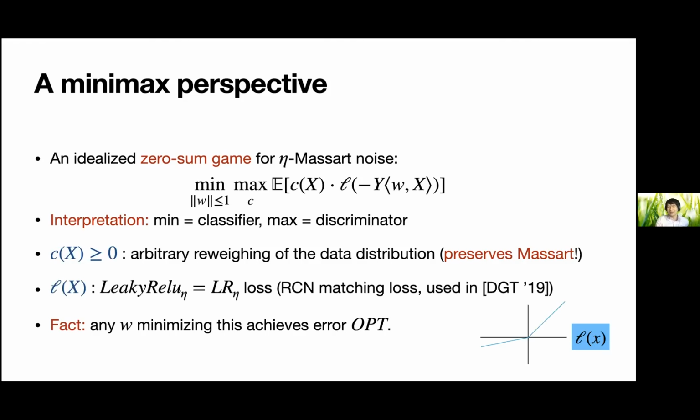And the fact, which I won't entirely prove, but maybe by the end of the talk you'll see, is that if we could solve this idealized game to global optimality, so we get the optimal strategy for the min player, we would actually solve the problem completely. It turns out any W which achieves the minimum value of this game actually achieves error opt for classifying.